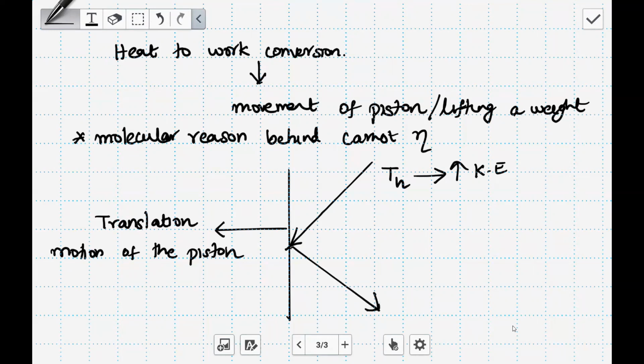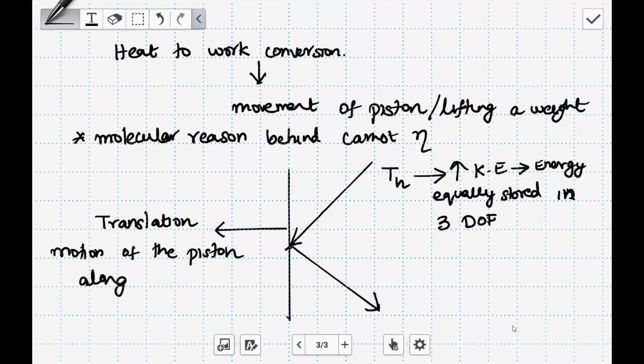What is important? If you say something is hot, the energy is equally stored in 3 degrees of freedom. But this is translation of a piston along one dimension, along a certain direction.